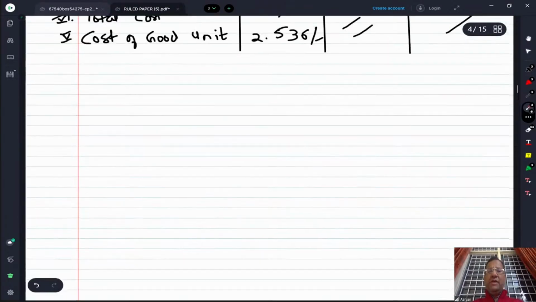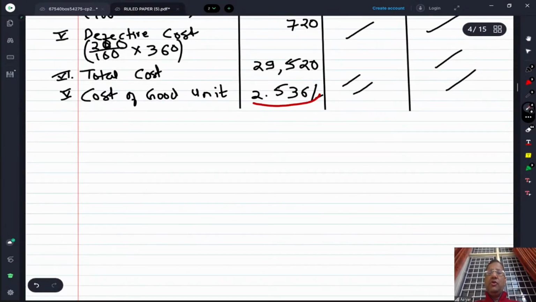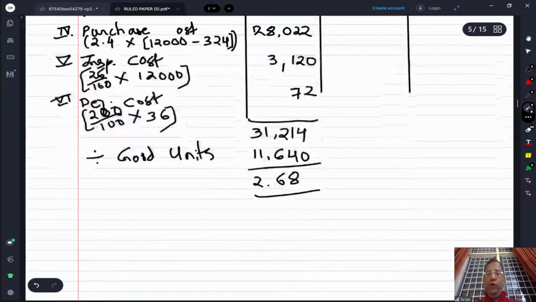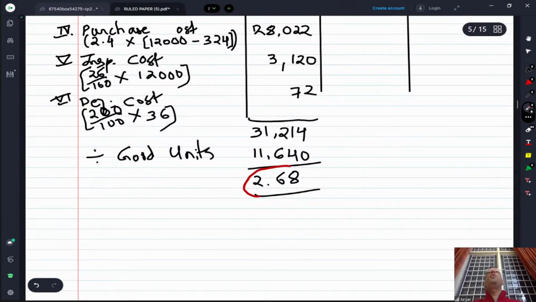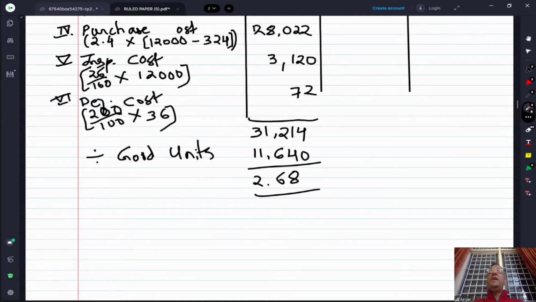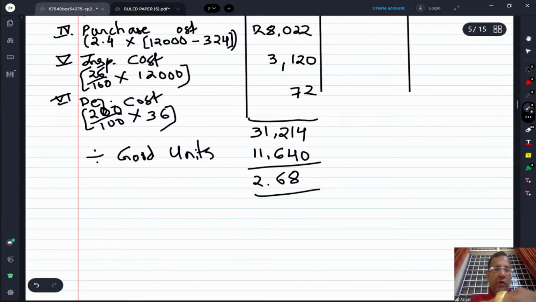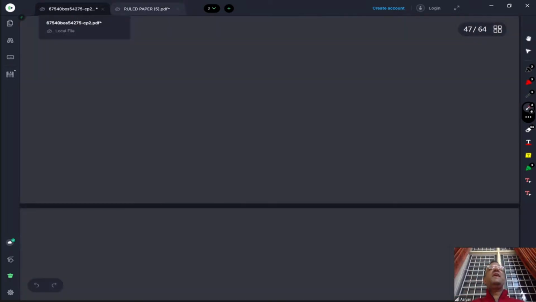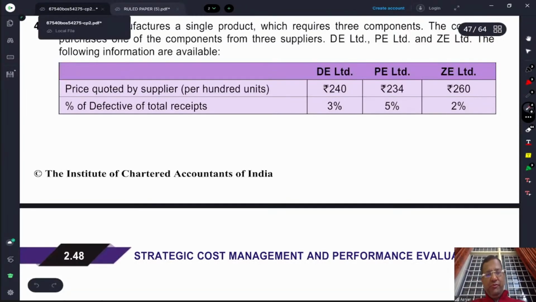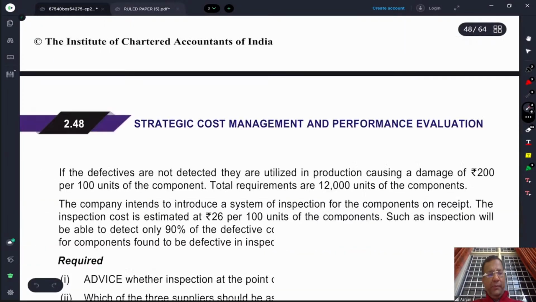If we are purchasing the goods without inspection, it will cost us 2.53. But if we go for inspection, it will cost at 2.68. So from financial viewpoint, it's not justifiable to do the inspection process because it will cost you more. Okay, clear beta calculation aapko? Chaliye. Now the question is not yet completed. There is a second requirement part in the question. What it says, let's check it out.